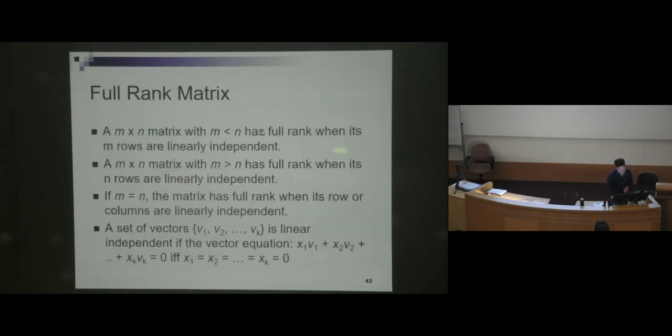What is full rank? When we say a matrix is full rank, if we consider an m by n matrix and m is less than n, the m by n matrix has full rank when its m rows are linearly independent. When we say the row vectors are linearly independent, it means that the vector equation x1 v1 plus x2 v2 plus dot dot plus xk vk is equal to 0 if and only if x1 equals x2 equals xk equals 0. So this defines the relationship of linear independence. Okay, so if the m by n matrix has m bigger than n, you have full rank when the n columns are linearly independent. If m is equal to n, the matrix has full rank when either its rows or its columns are linearly independent. Okay?